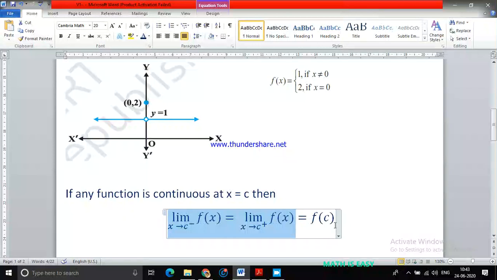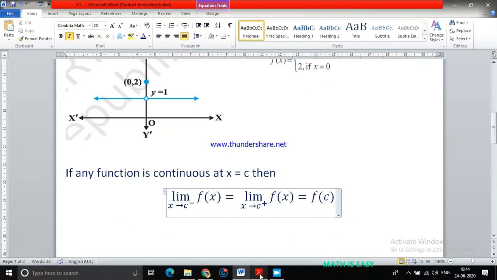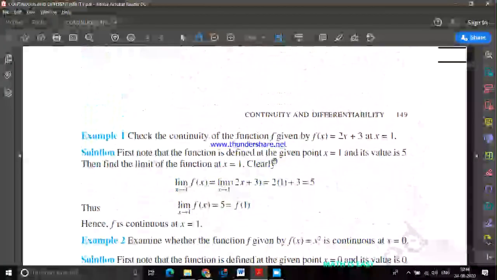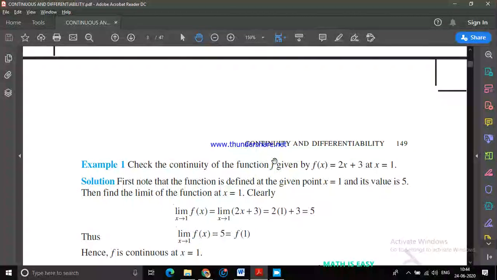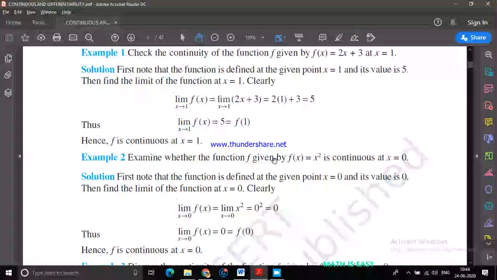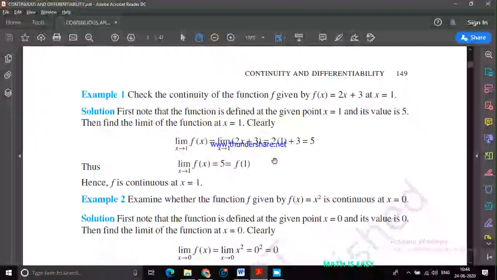When these three things are equal, then only I can say the function is continuous. Here is one equal sign, and here is another equal sign. If one of the equalities fails, then the function is not continuous. If both equalities hold, the function is continuous. Okay, so coming to the examples here. In today's class, basically we'll discuss the introduction part only. We're not going into detailed examples much.